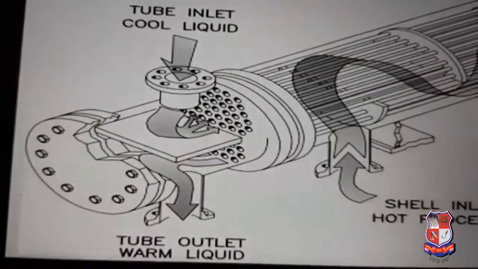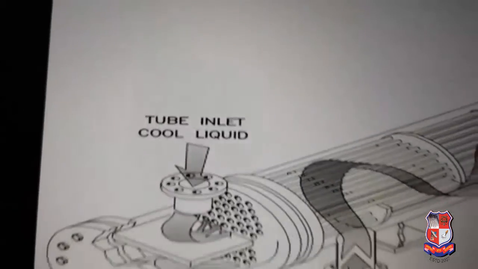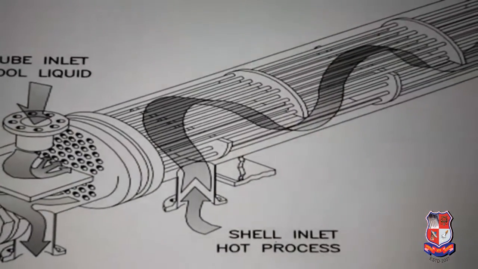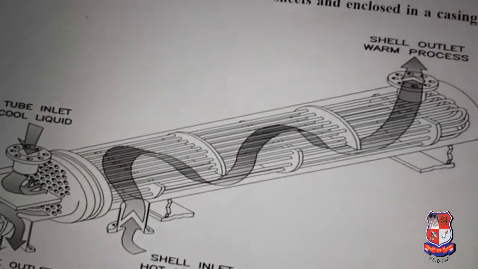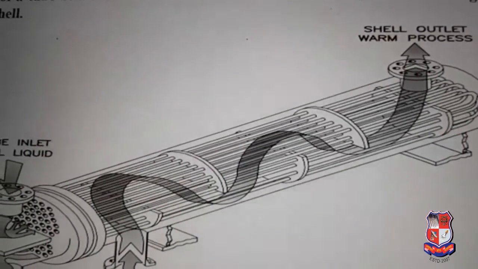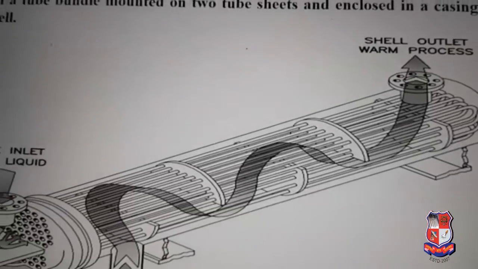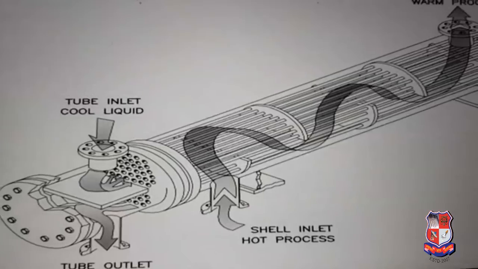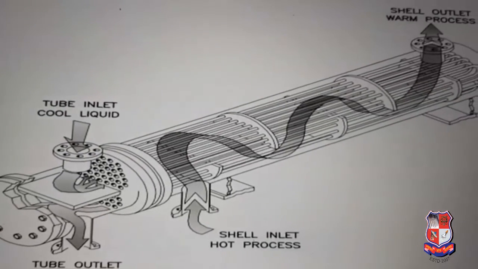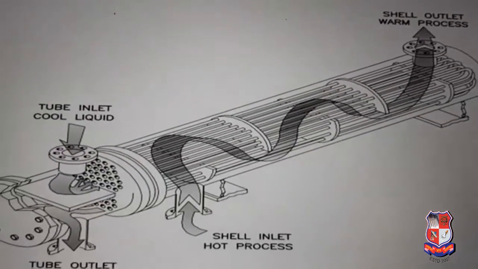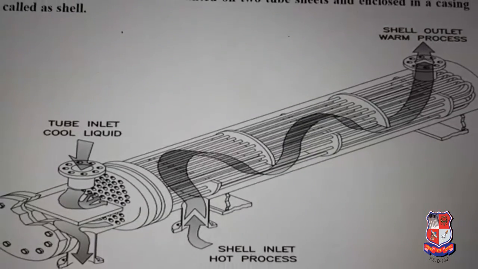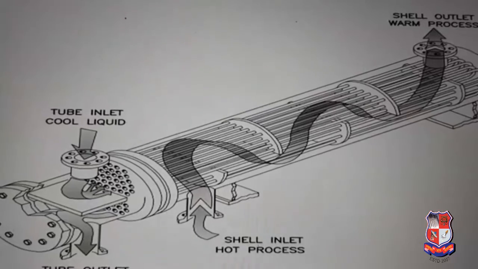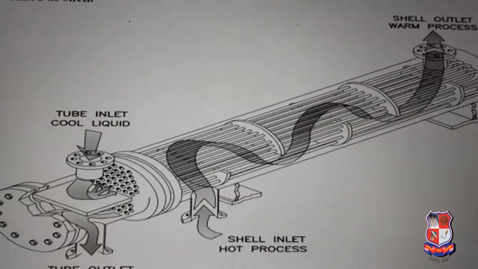As we can see in the diagram, one fluid flows on the shell side and the other flows on the tube side. It is not a thumb rule that the hot fluid will pass only through the shell side, but according to the requirement we choose whether the hot fluid will remain in the shell side or the tube side, or vice versa.